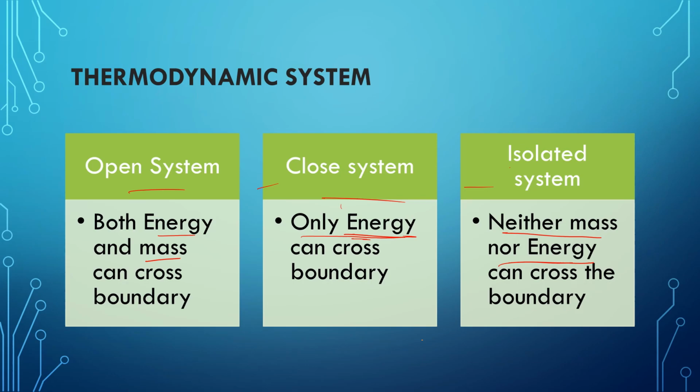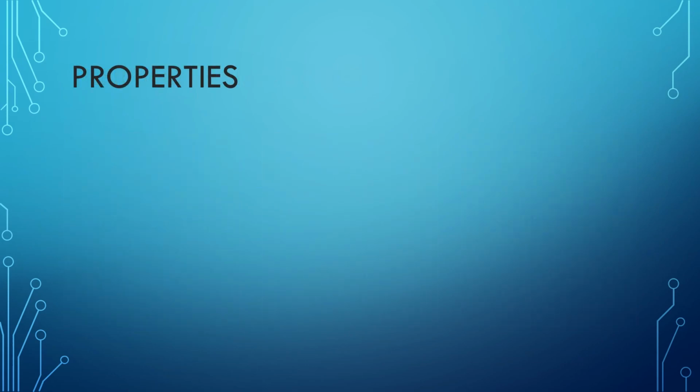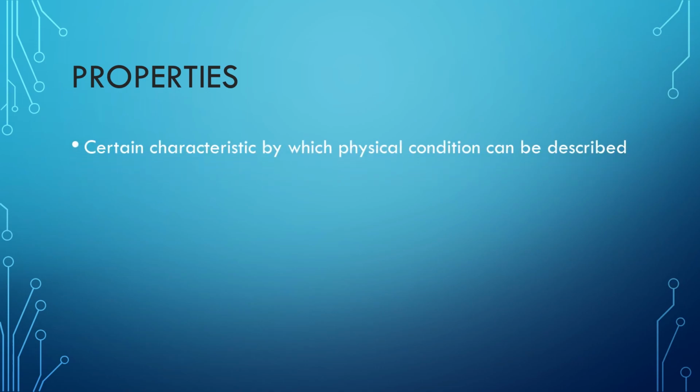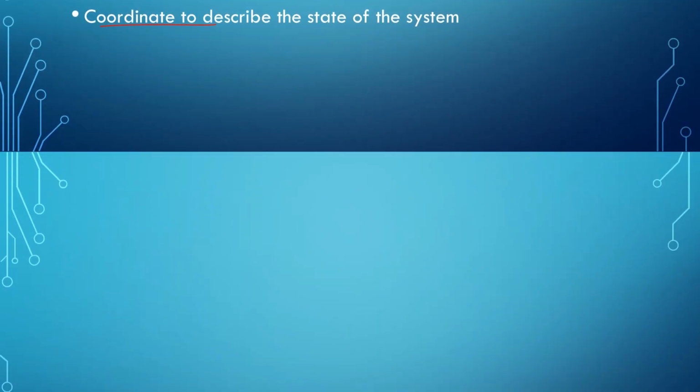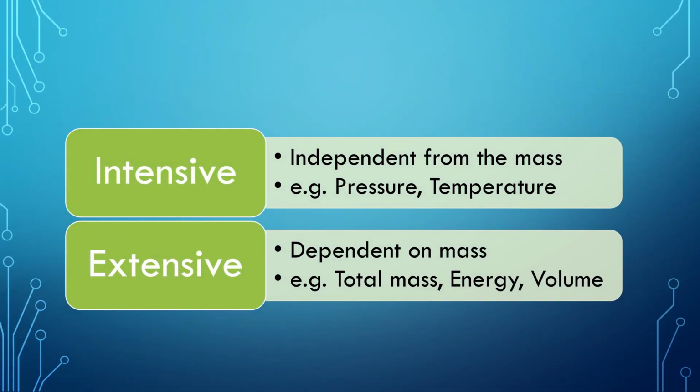Now let's talk about the properties of the system. All these thermodynamic systems have certain characteristics by which their physical condition may be described, and such characteristics are called the properties of the system. All properties are macroscopic in nature, and when the properties have a definite value, the system is said to exist at a definite state. Properties are the coordinates of the state of the system. There are mainly two types of properties: one is intensive properties, and the second is extensive properties.